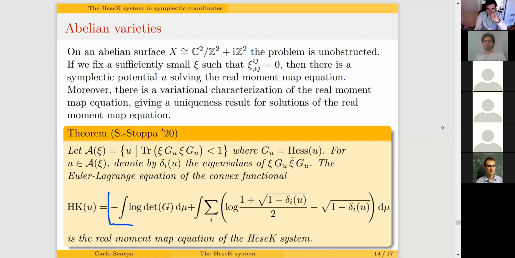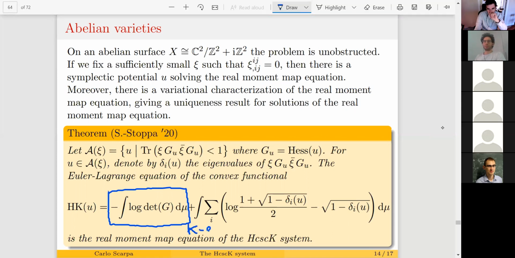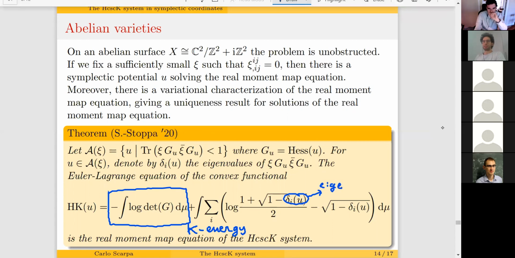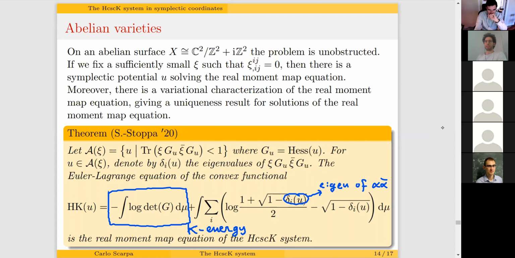It is written as the sum of two terms. The first piece here is the periodic K energy, the functional that we are used to seeing in the cscK context. And we have to add something that depends on these delta i's, the eigenvalues of alpha conjugate. So this is a symmetric function of the eigenvalues of alpha conjugate. We just have to add some piece here to make it a convex functional that has that equation as a first variation. Okay, but essentially the situation on an abelian variety is quite easy to describe.